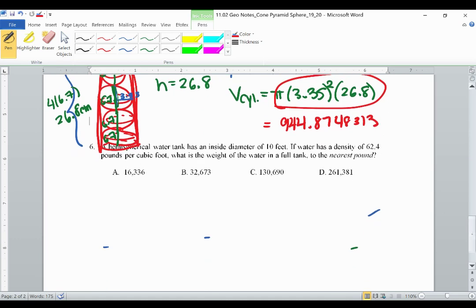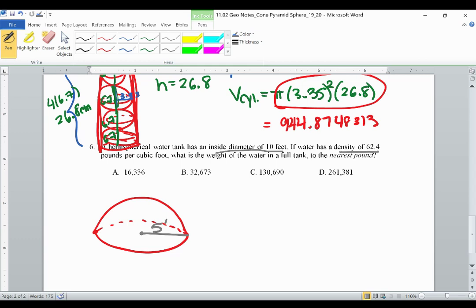Last one, a hemispherical water tank. Hemispherical, what does a hemisphere mean? That's right, it is half a circle. I heard you guys shouting that out. So again, you know I'm really good with my pictures here. So that's my hemisphere, half of a circle. And we know that it's a pretty cool water tank, first of all. And the inside diameter is 10 feet. So if the inside is 10 feet of the diameter, that means my radius must be 5 feet.